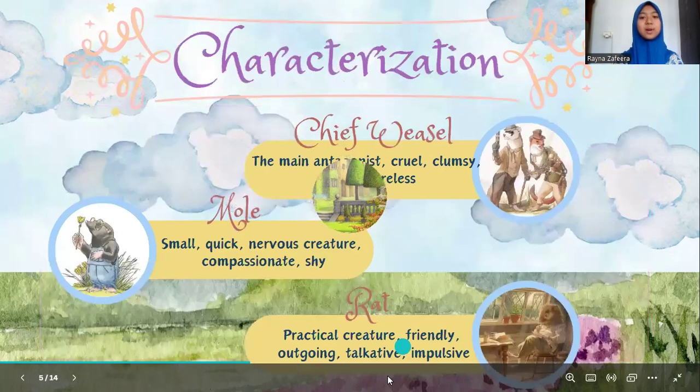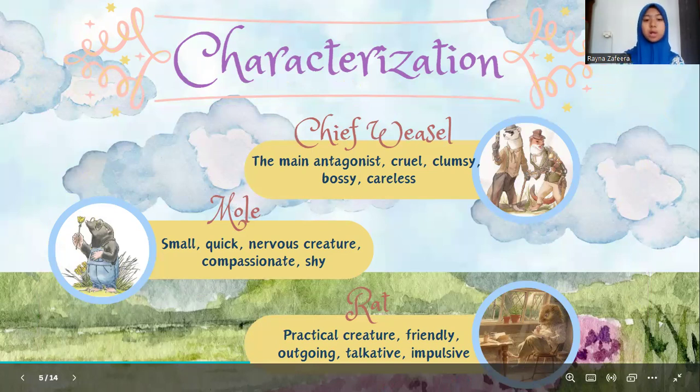Let's get to know more about the characters. First is Chief Weasel. Chief Weasel is the main antagonist. He is cruel, clumsy, bossy, and careless. Next we have Mole. Mole is small, quick, nervous, compassionate, and shy. Then we have Rat. Rat is practical, friendly, outgoing, talkative, and impulsive.